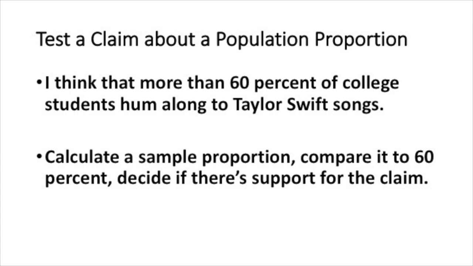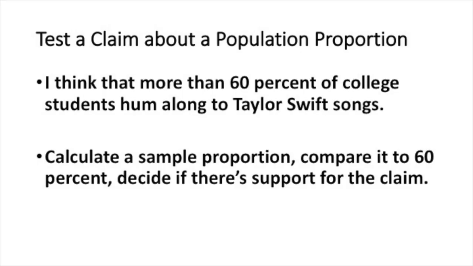Here's an example of a claim you might have about a population proportion. I've always thought that more than 60% of college students hum along when they hear a Taylor Swift song on the radio. Again, I would never be able to ask every single student whether or not they sing along to T-Swizzle, so instead I would collect information from a sample. From that sample, I could calculate a proportion. I would compare that proportion to the 60% that I have in my claim, and then I could decide if there's support for the claim or I might have to reject the claim that I have about all college students based on what I learned from the sample.